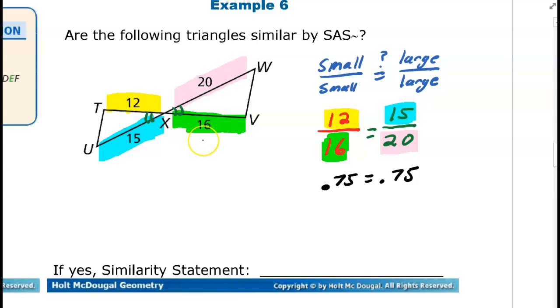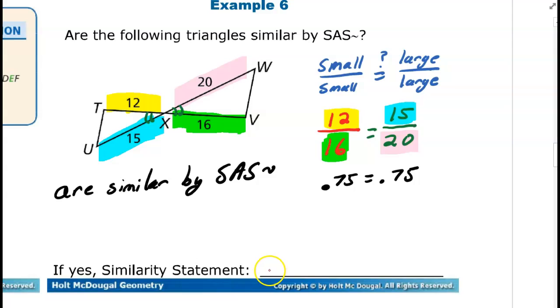And since the angle is the included angle, these are similar by side angle side, since the sides are proportional and we have the included angle. And now I'm going to write the triangle similarity sentence. So if I say triangle TUX is similar to, now T is along the short side. So the short side is V. Angle U matches up with W, and then the X matches up with X in the middle.